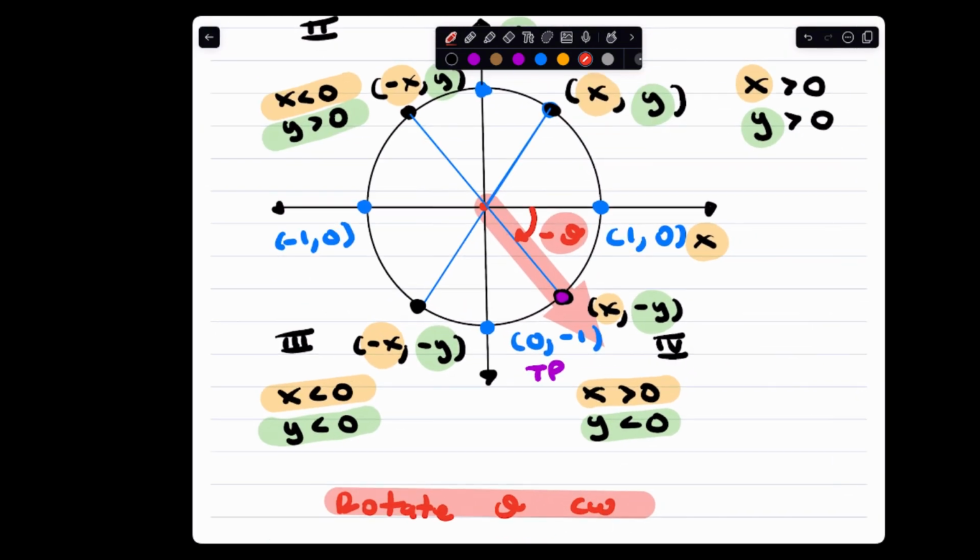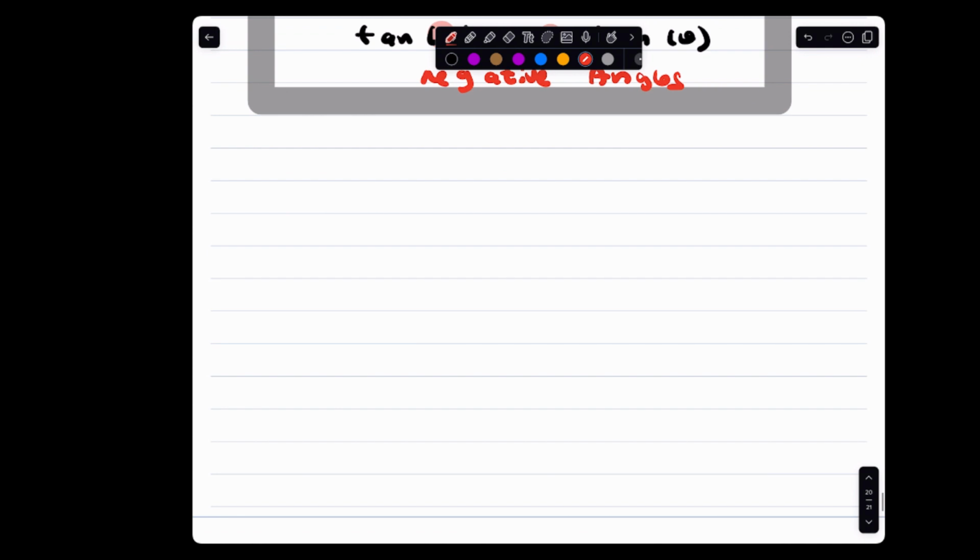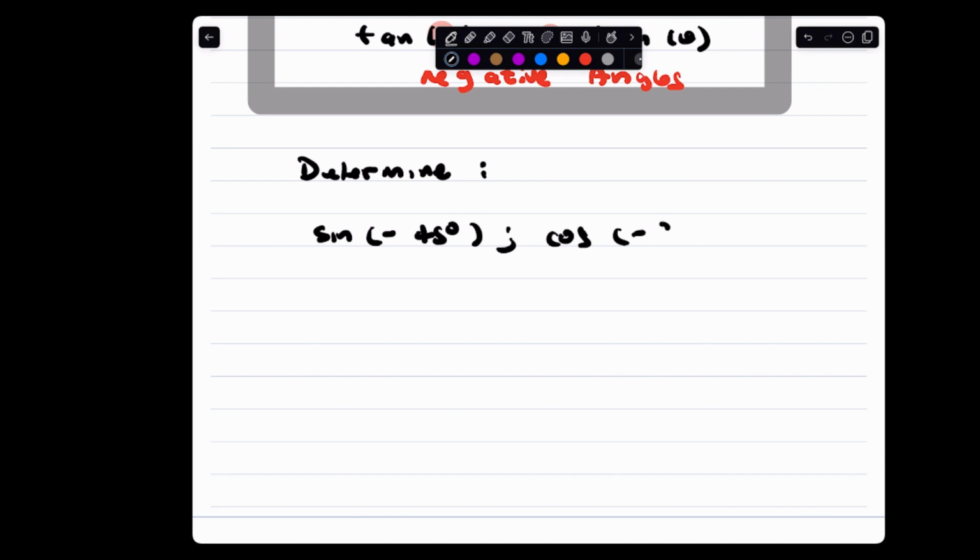So, for example, you might say, what are some examples? Well, determine, let's see some examples. Sine of maybe negative 45 degrees, cosine of negative 30 degrees, how about tangent of negative 60 degrees? Just to kind of start this off, see if this is easy peasy.